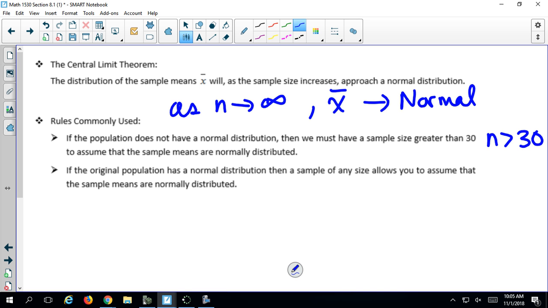Okay. If the original population has a normal distribution already, then it really doesn't matter how big a sample size you take. You automatically get normally distributed sample means. So we need one of these two. We need either the sample size is bigger than 30, or we need the original population to be normal already. And if it is, then we automatically get normality in the sample means.